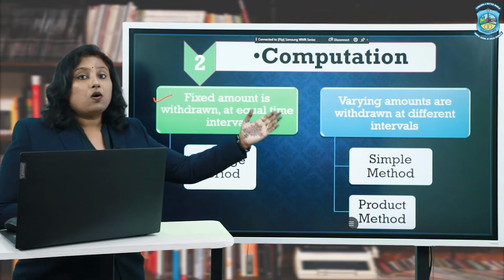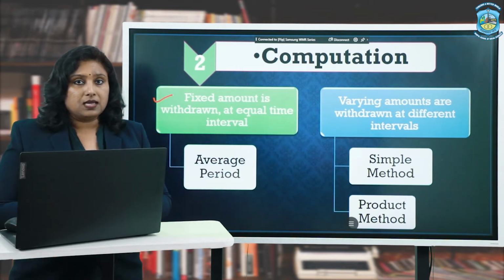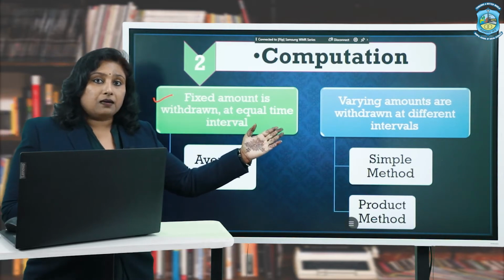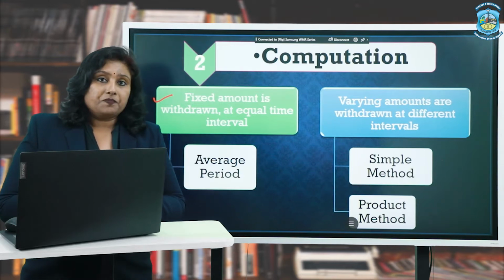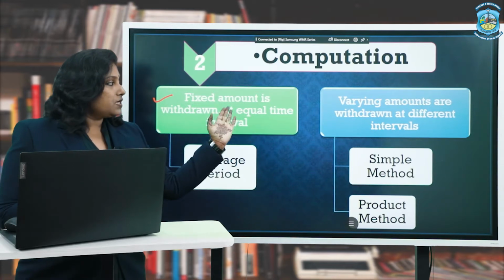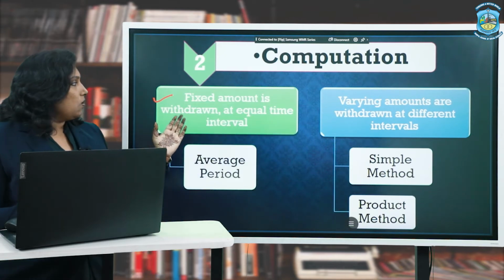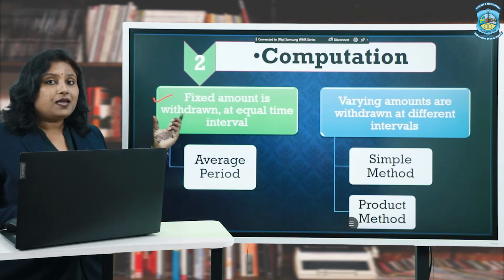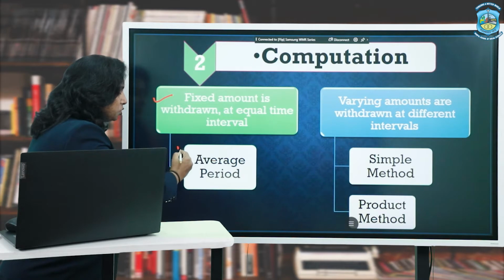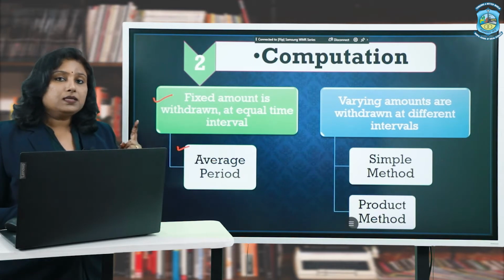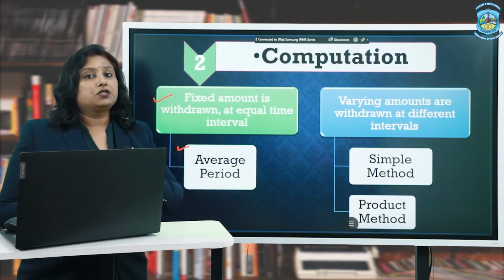Whereas the second pattern would be varying amounts withdrawn at different time intervals. That is, between the two withdrawals, the time period will not be the same. So we need to observe these two patterns and accordingly we should value. If the fixed amount has been withdrawn at fixed time intervals, then we apply the average period method. That is, in one single formula, we can calculate the interest on drawings made for the various withdrawals.